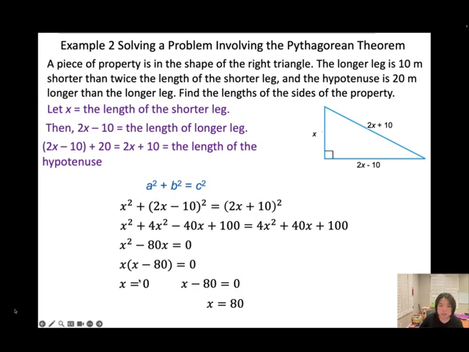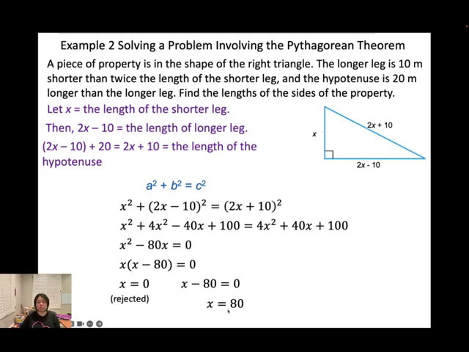And then think about it. Can x equal 0? If x equals 0, the lengths will become negative. Can the length of a triangle side be negative? No, right? So we reject this one, and we only have x equal to 80.